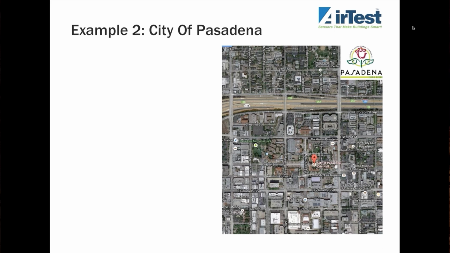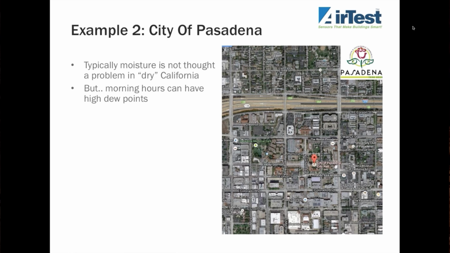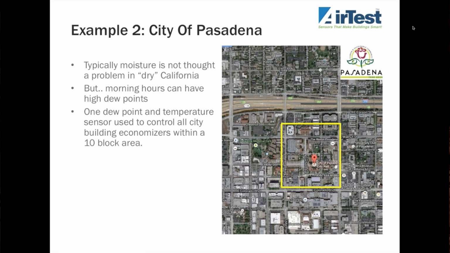A second example I want to talk about is the city of Pasadena, which is located in a part of California really considered dry, where moisture isn't an issue. But in the morning, the moisture levels can be high, and that moisture coming in the building can affect comfort. So basically, what they decided to do was take one dew point temperature sensor and use it to control all city buildings within about a 10-block area.